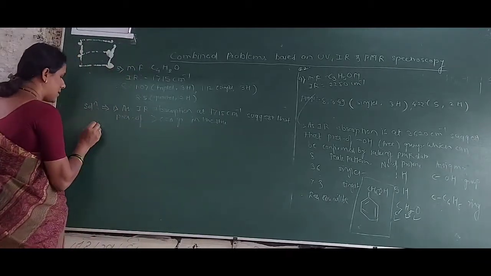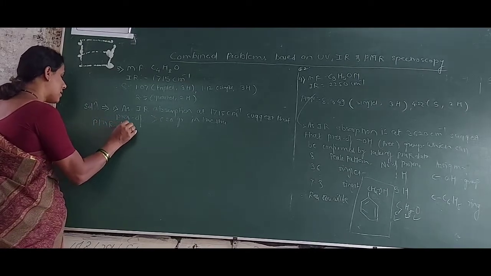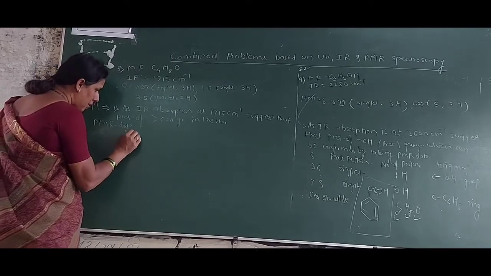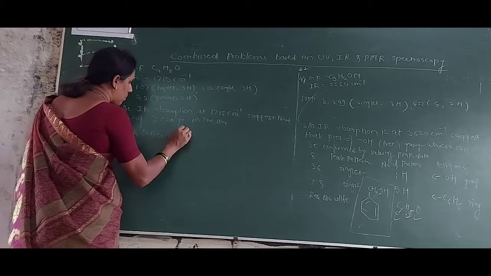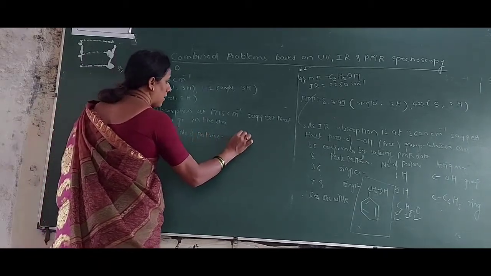Now we can take into consideration the PMR data: first is the delta value, then peak pattern, number of protons, and assignment.